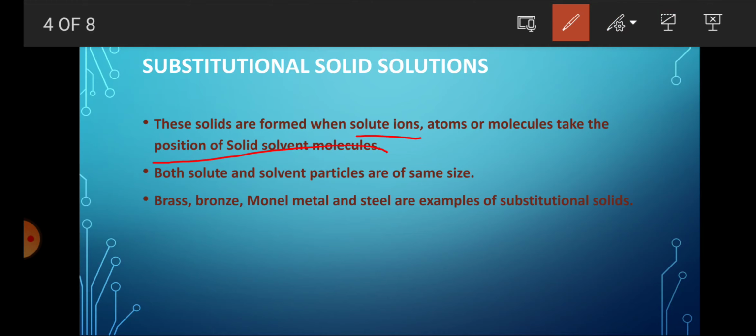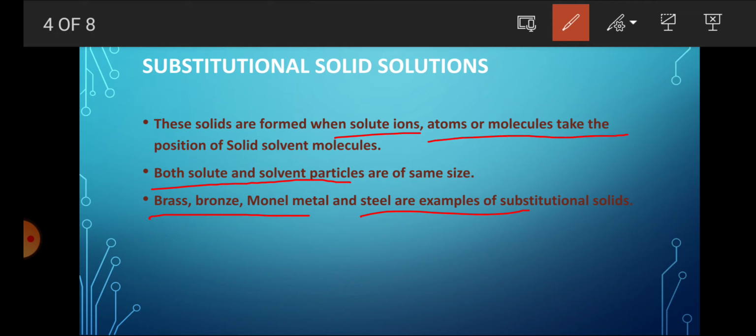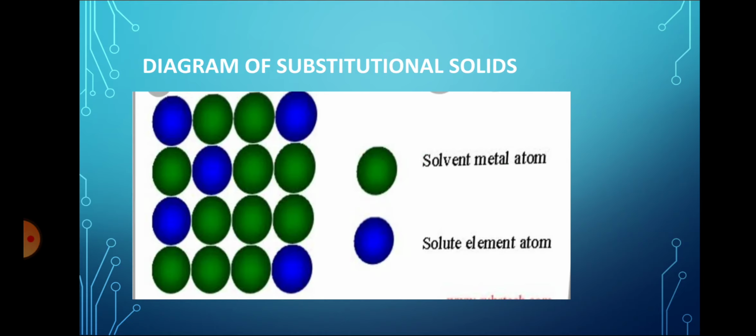Okay students, so we have substitutional solids. Examples of substitutional solids are bronze, brass and steel. You have to consider that solute and solvent particles are of the same size. So solute ions, atoms or molecules take the position of the solid solvent molecules here. Okay students, so let's see the other category.